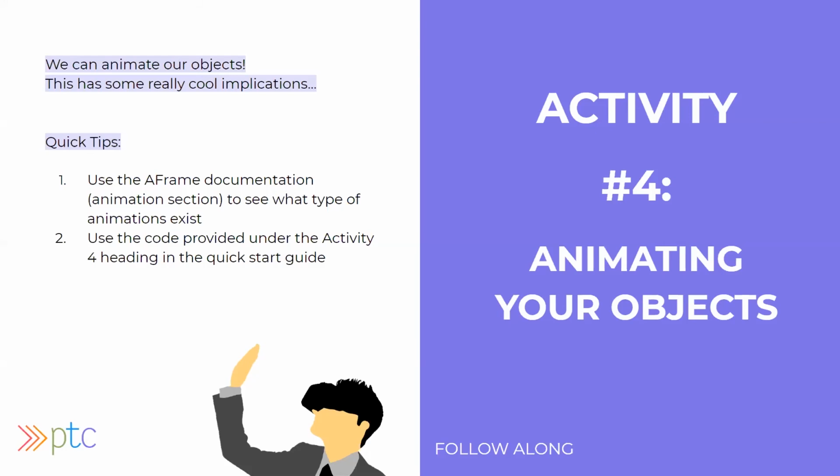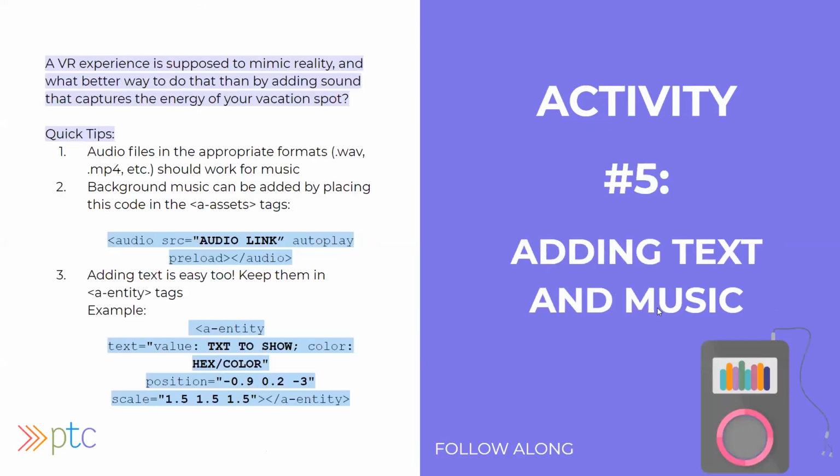So now we're going to come to our last activity of the night. I hope that you guys had some fun with animating your entities, but we're going to be adding some text and some music to our project. So obviously VR experience is supposed to mimic reality, and what better way to do that than by adding sound that captures the energy of your vacation spot. To add sound, whether that's music or background noise, there are 2 options.